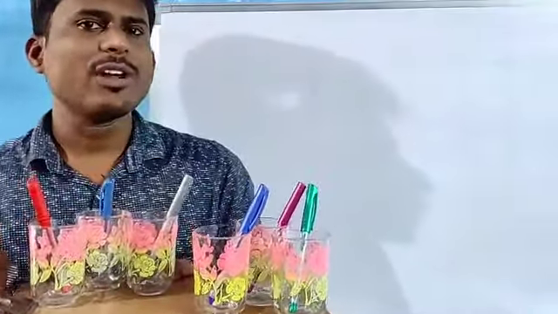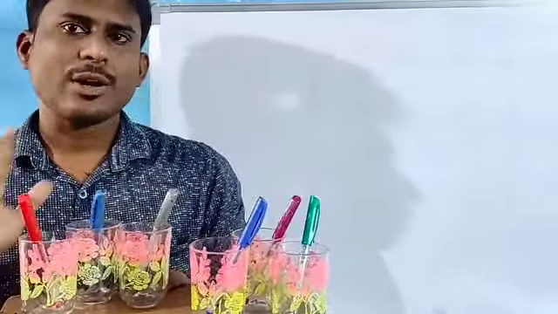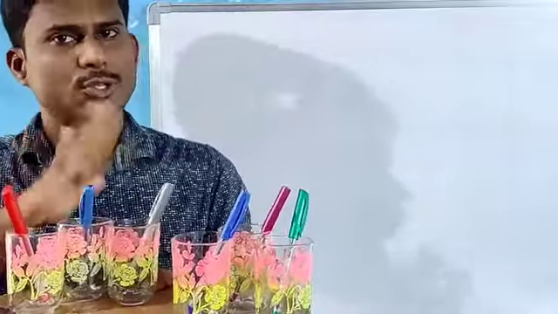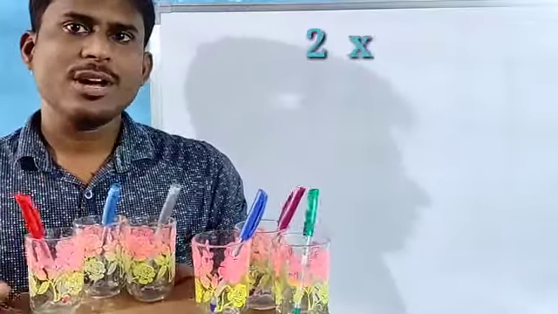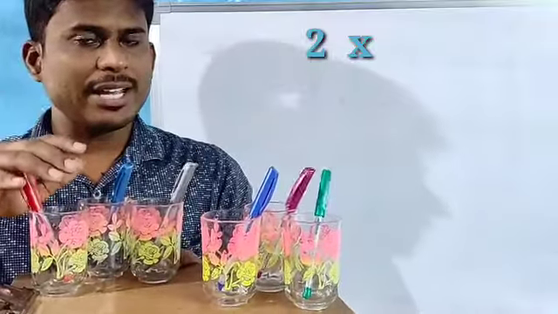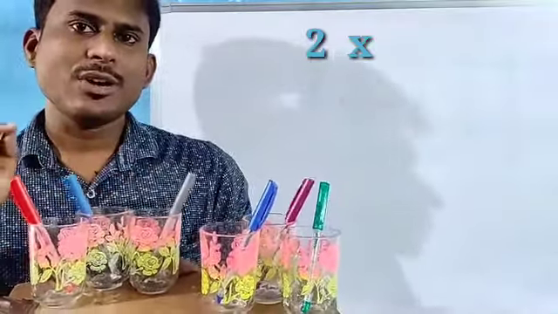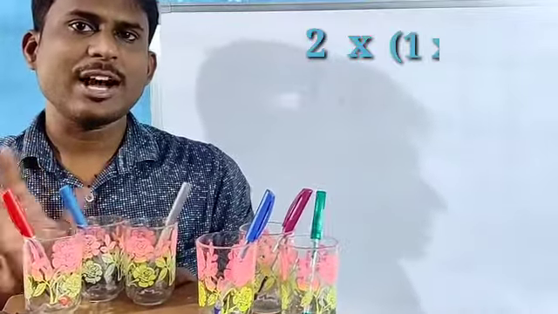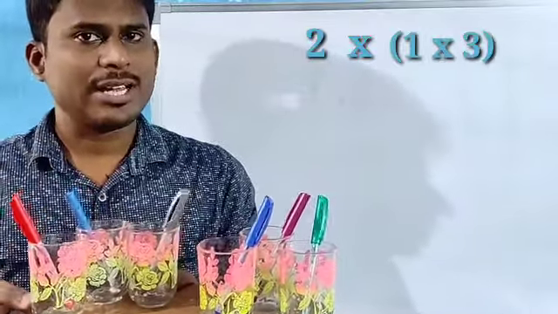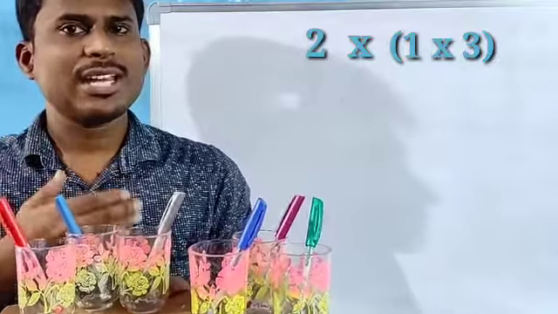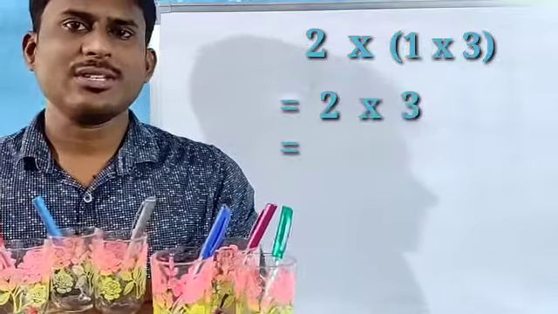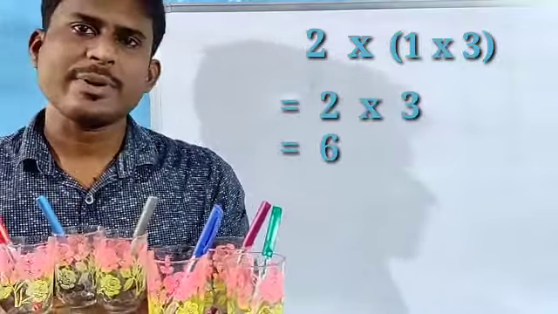See children, let us find out how many pens total we have. Now how many sets do we have here, children? 2 into. Now see children, one pen each in a set of 3 glasses. So how many 1 3's? How much, children? 1 3's is 3. Okay. Now see, 2 into 3, 6. Total we got 6 pens, children.